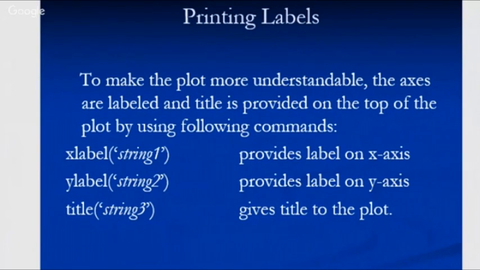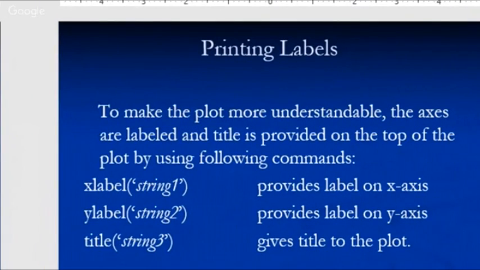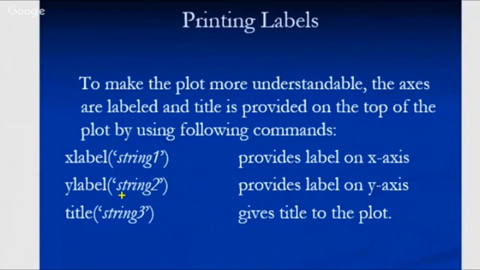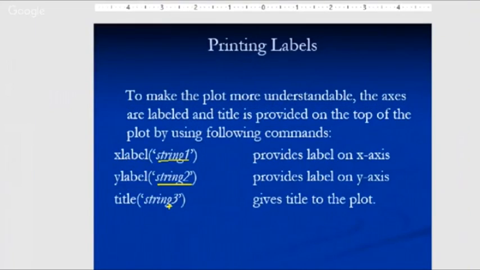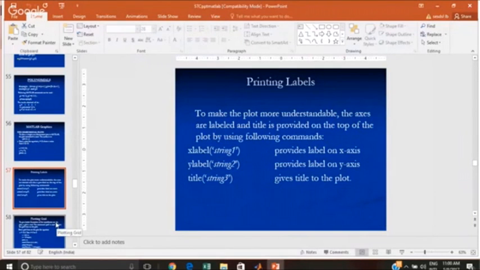ylabel, within parentheses, within the brackets and within single quotes, you have to write a string, whichever string. Say x-axis is time and y-axis is your voltage, then you will write time here and voltage there. And if you want to give a title like VI curve or something, you can give the title. So you can just see an example for that.